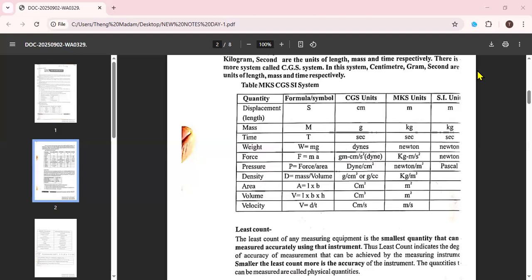Unit is gram per centimeter cube और ग्राम पर सीसी CGS यूनिट है, किलोग्राम पर मीटर क्यूब that is MKS यूनिट है. Then area, capital A is equal to length into breadth. CGS unit is centimeter square, MKS unit is meter square. Then volume, length into breadth into height. This one is the formula. CGS unit centimeter cube है, MKS unit meter cube है. Velocity is equal to distance upon time. CGS यूनिट है सेंटीमीटर पर सेकेंड, MKS यूनिट है मीटर पर सेकेंड.